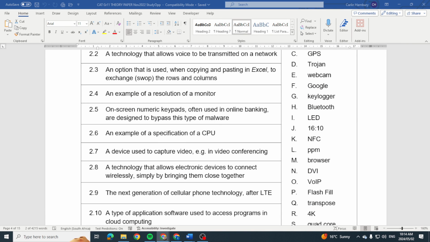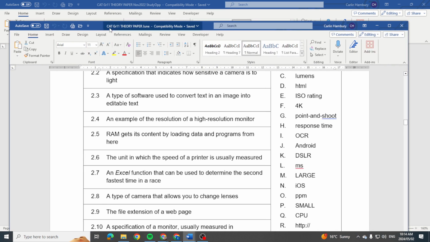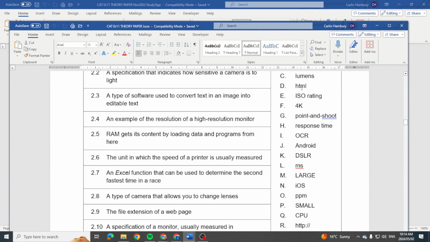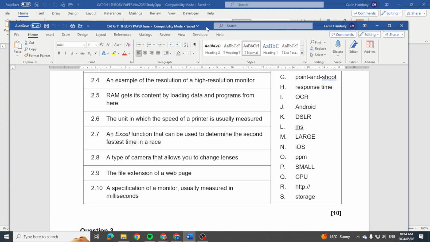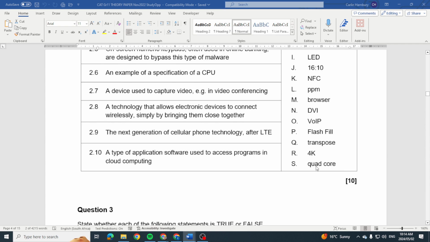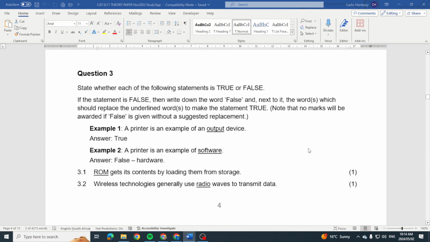Okay, so we have the same in this paper that I have over here. And again, do you see the types of terms? Lumens, ISO ratings, OCR, DSLR, PPM. This one also PPM, Bluetooth, LED, Trojan, right? So please acquaint yourselves with these.